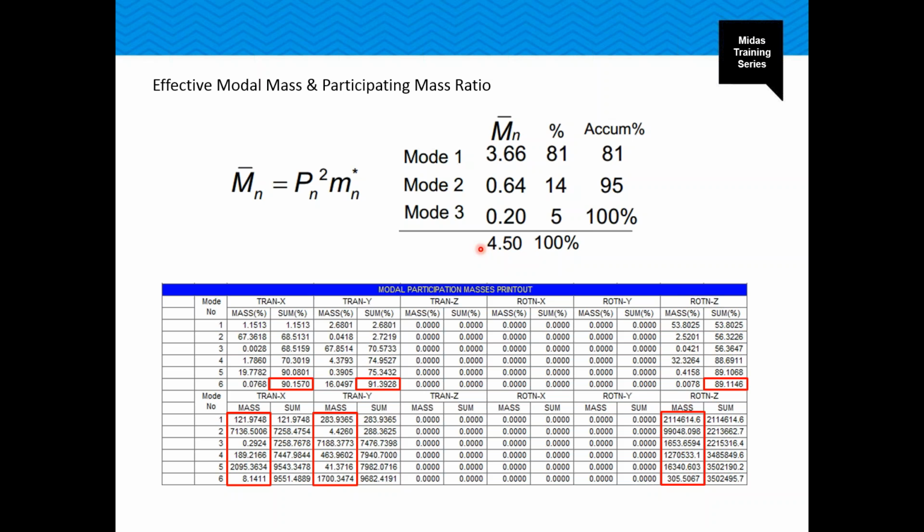The sum of the effective modal mass for all modes is equal to the total structural mass. The value of effective modal mass is independent of mode shape scaling. We should use enough modes in the analysis to provide a total effective mass not less than 90% of the total structural mass. Also, the effective modal mass for each mode is used to calculate the base shear for each mode in the response spectrum analysis. We will see this in the response spectrum training.